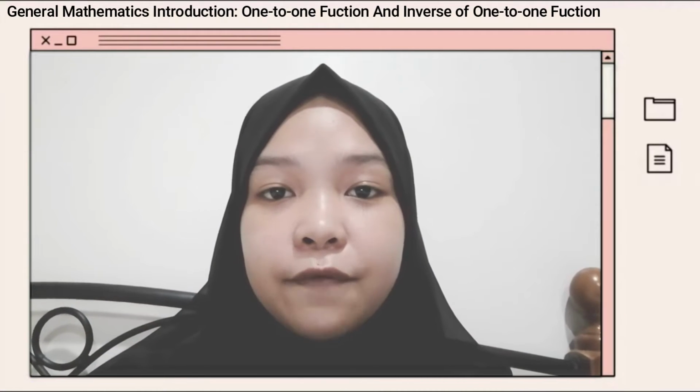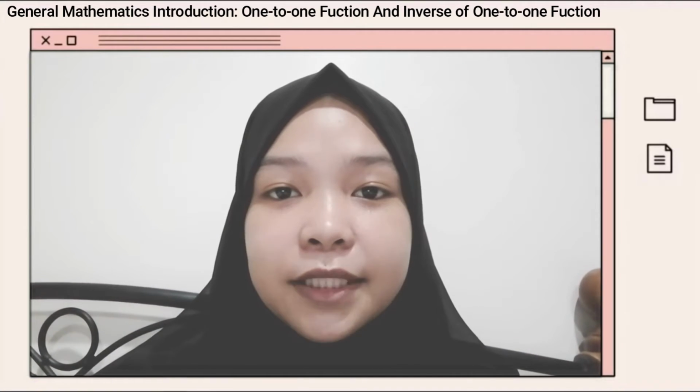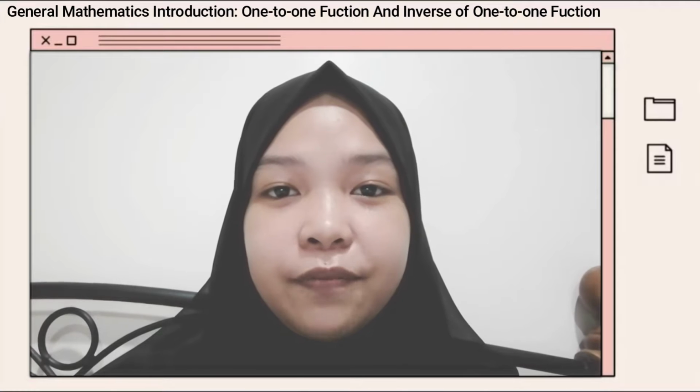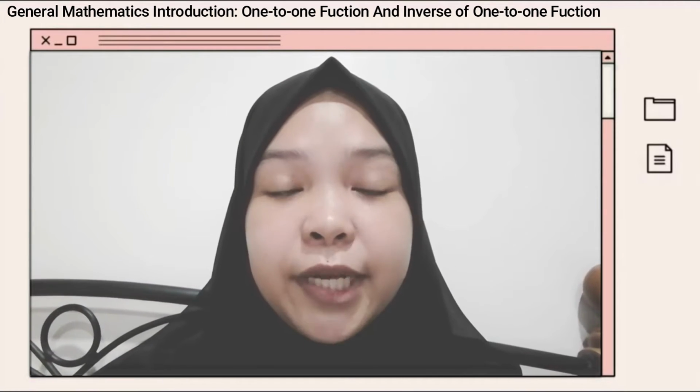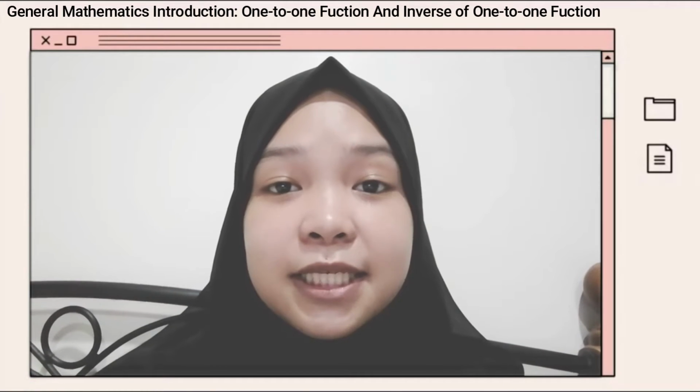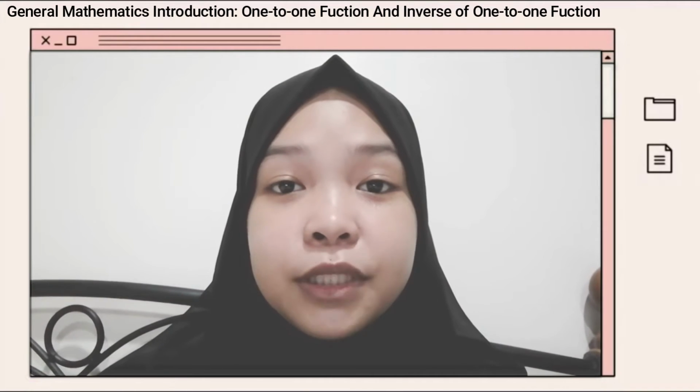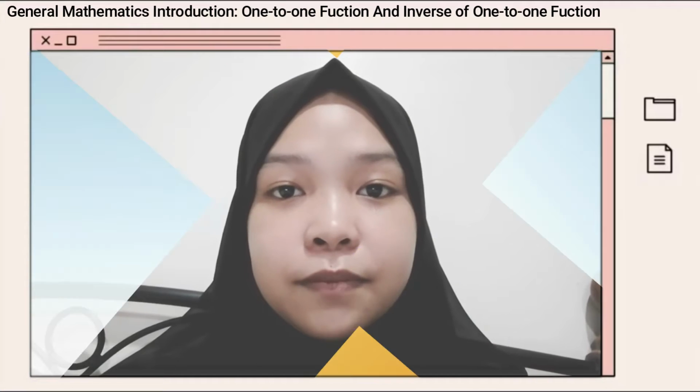Definition of one-to-one functions. The function f is one-to-one if for any x sub 1, x sub 2 in the domain of f, then f of x sub 1 is not equal to f of x sub 2. That is, the same y value is never paired with two different x values.